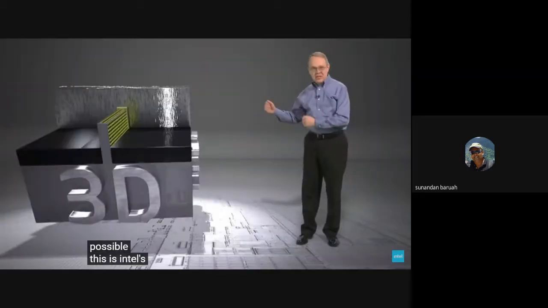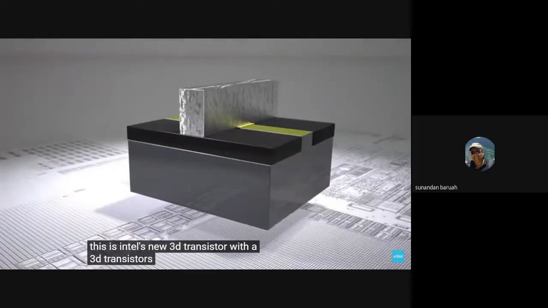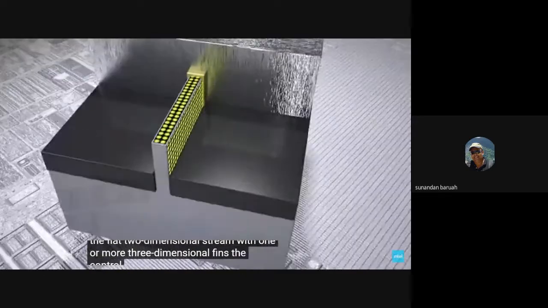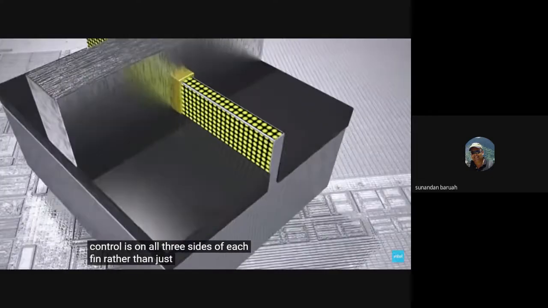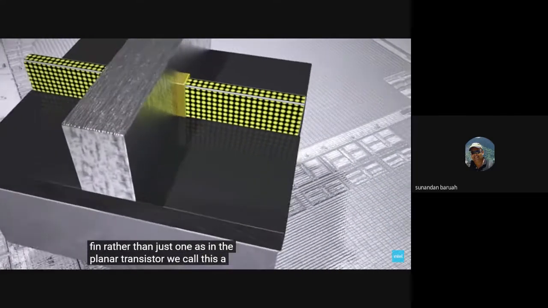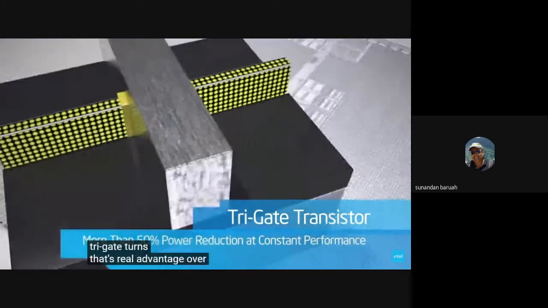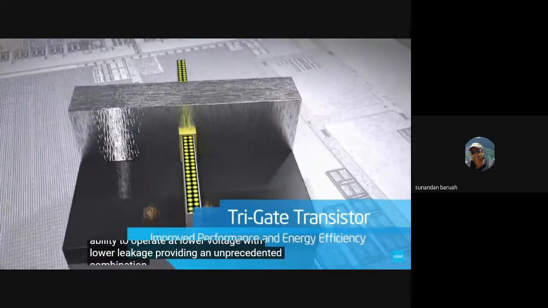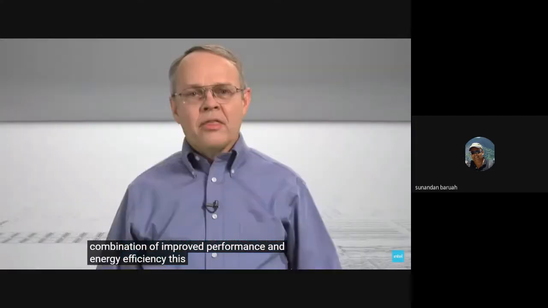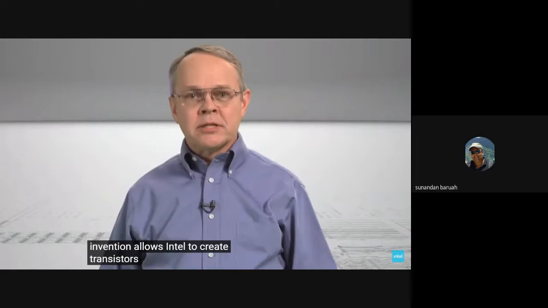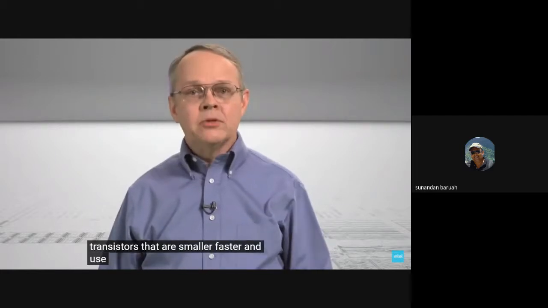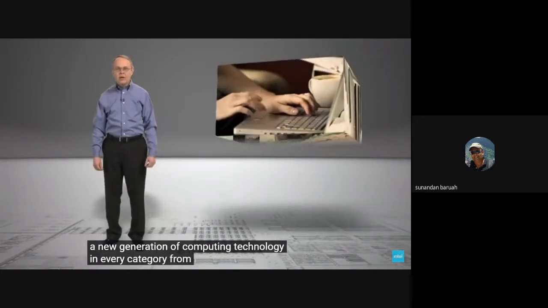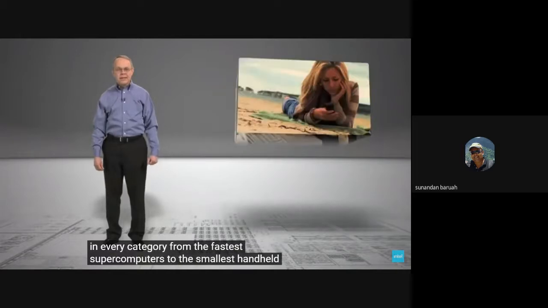This is Intel's new 3D transistor. With the 3D transistor's architecture, we replace the flat two-dimensional stream with one or more three-dimensional fins. The control is on all 3 sides of each fin, rather than just one, as in the planar transistor. We call this a tri-gate transistor, and its real advantage over planar is the ability to operate at lower voltage with lower leakage, providing an unprecedented combination of improved performance and energy efficiency. This breakthrough invention allows Intel to create transistors that are smaller, faster, and use less power than ever before, enabling a new generation of computing technology in every category, from the fastest supercomputers to the smallest handheld devices.